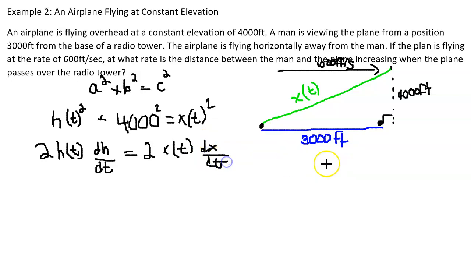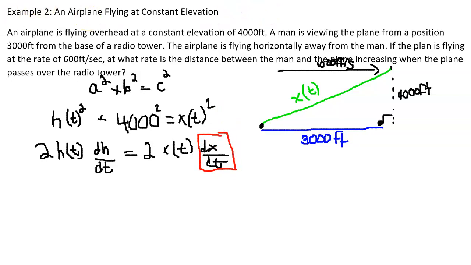So let's go through each of these variables and what they mean in the context of the problem. H of t is the horizontal distance between the airplane and the man. dh dt is the speed at which the horizontal distance is changing. X of t is the hypotenuse, the distance between the airplane and the man. And dx dt is the speed at which that distance is changing. So dx dt is what we are solving for.